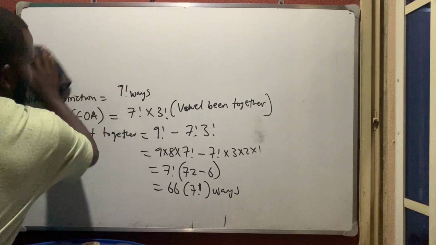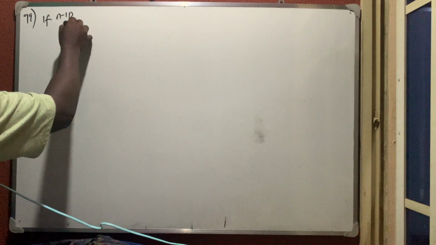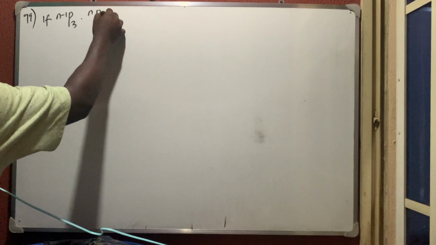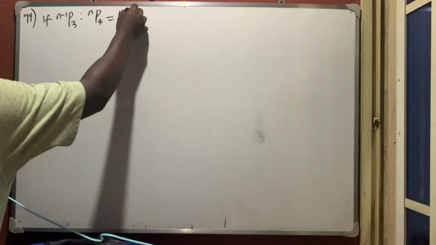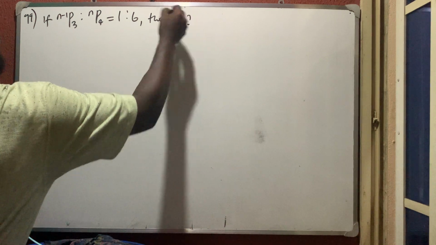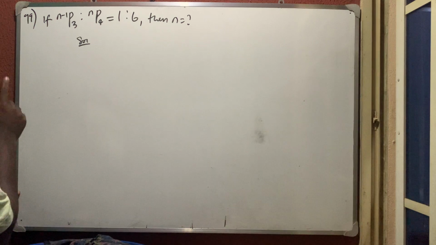For that, question number 99. Question number 99 said that if n minus 1 permutation 3 to n permutation 4 is equal to 1 to 6, then find n. n is equal to dash, find n. Solution. Now, this ratio simply means divide.